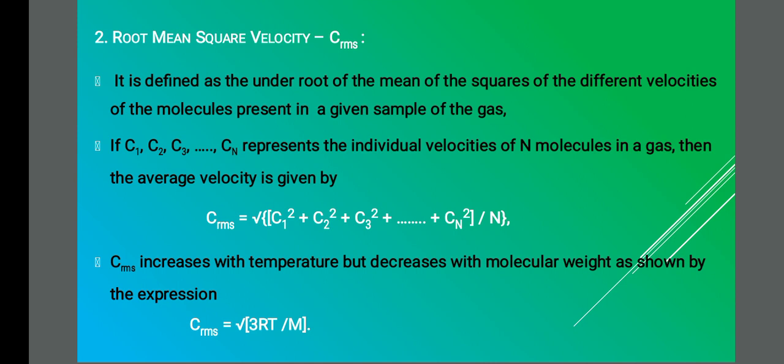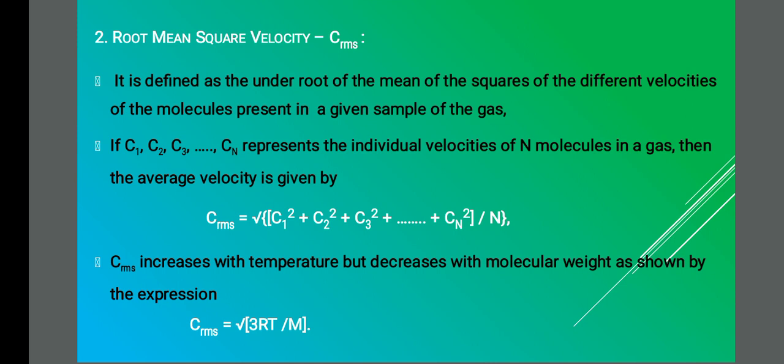Then if you correlate this with temperature and molecular weight, the RMS value increases with temperature but decreases with molecular weight. It is given by the formula square root of 3RT divided by M. There, if you look at average velocity, it is square root of 8RT divided by pi M.